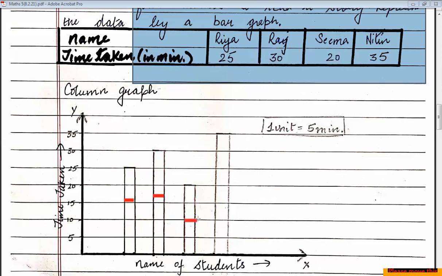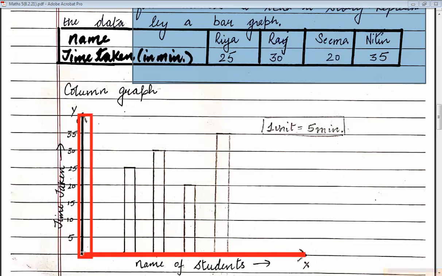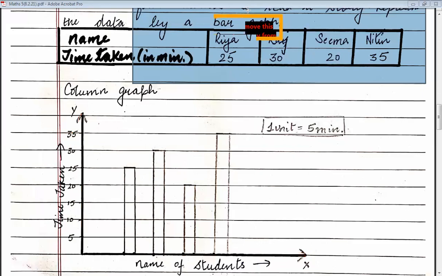Okay, so now children, this is very easy. You have to be very careful that all the things should be there, that is the x-axis, then the y-axis. You have to show what is depicted on the x-axis, that is the name of the students, and mention it here. Then what is depicted on the y-axis, that is the time taken. Then make the bars of equal width. Okay students, I hope you are clear with this column graph also.